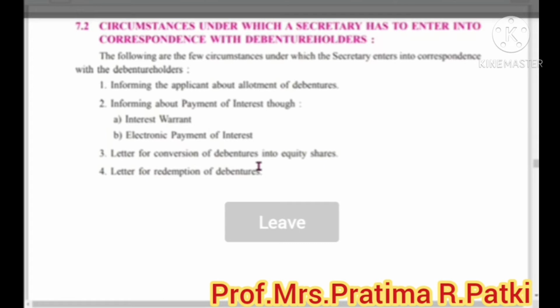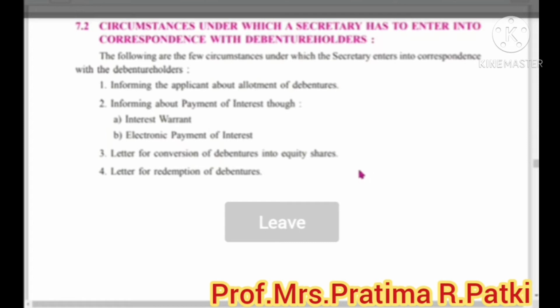Now let us first understand all these four types, and then we will go on to the letters. The homework for you will be to write all four letters in your notebook as per the pattern given in the YouTube video. Okay. Now let us begin with the first one, allotment of debentures.